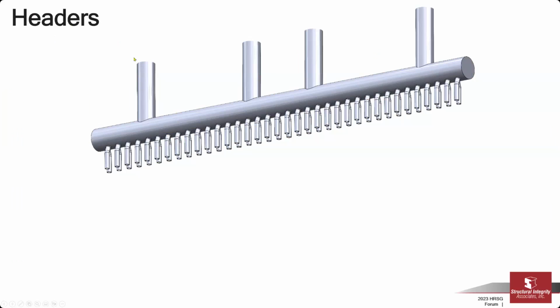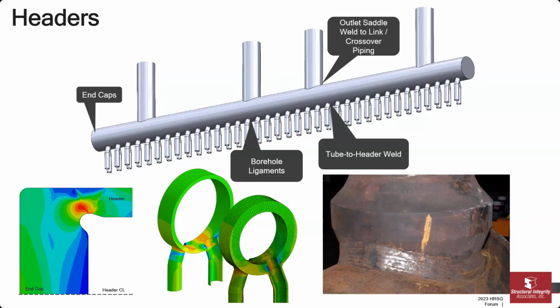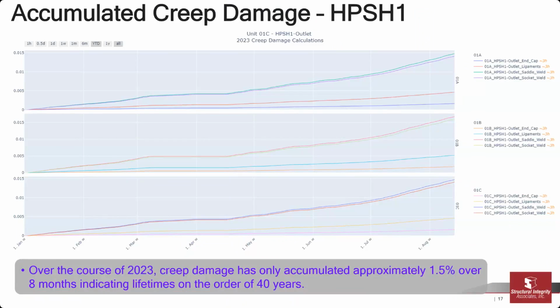So with regard to this, I just wanted to show one header, and Eugene mentioned it. In general, we're monitoring multiple locations on each of the high temperature headers. So, you're looking at creep damage on end caps, on borehole ligaments, on tube to header connections, and on the outlet saddle welds. There's a lot we can get into in the specific damage calculations that will extend beyond our time here today. But I wanted to give an overview of what we're doing for headers, for example, and show one example.